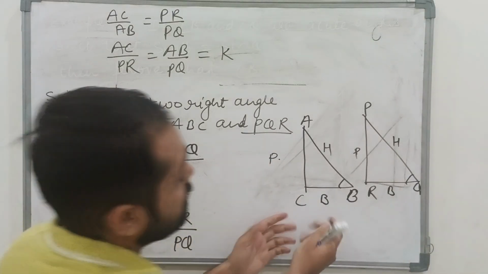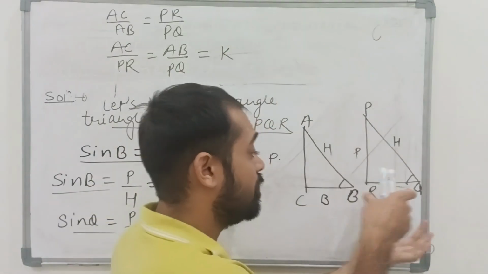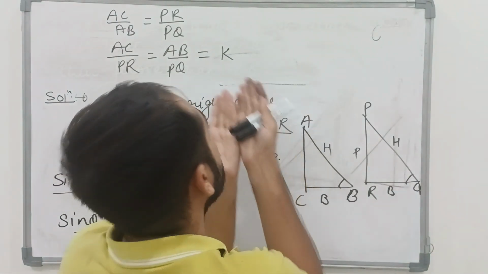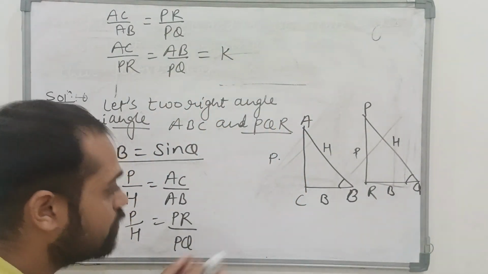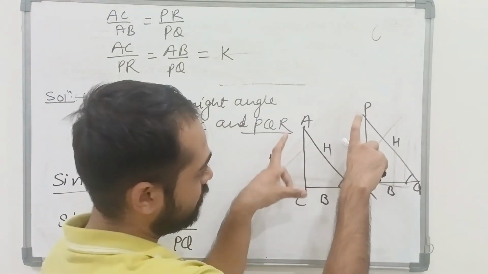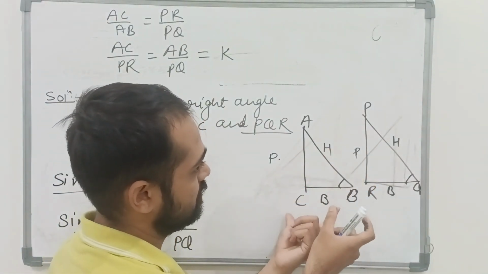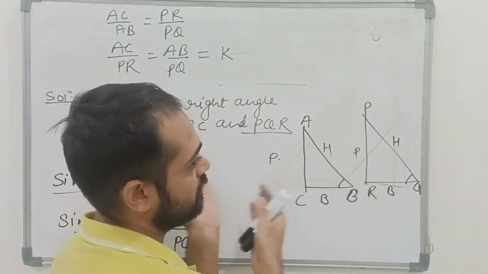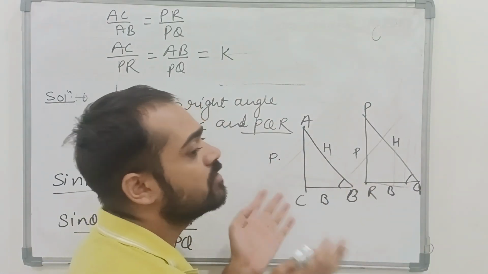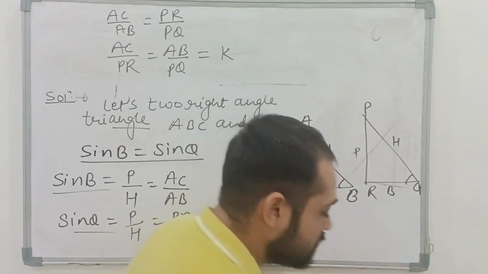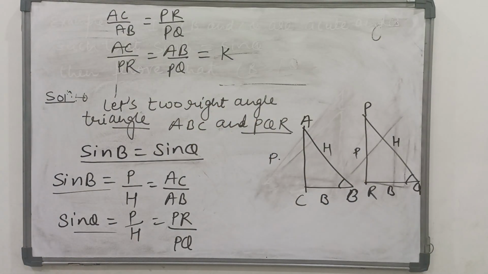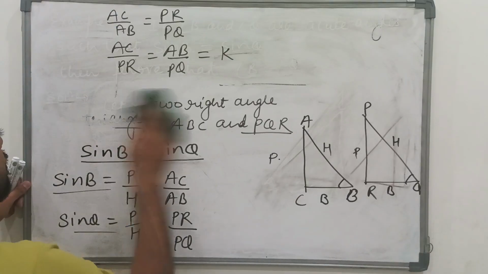How can we find out the ratio of BC upon QR is equal to also K? If all three values are K, so both triangles' ratio is the same. So we can say that both triangles are congruent. The angle B is equal to angle Q. Now, let's consider the next step.